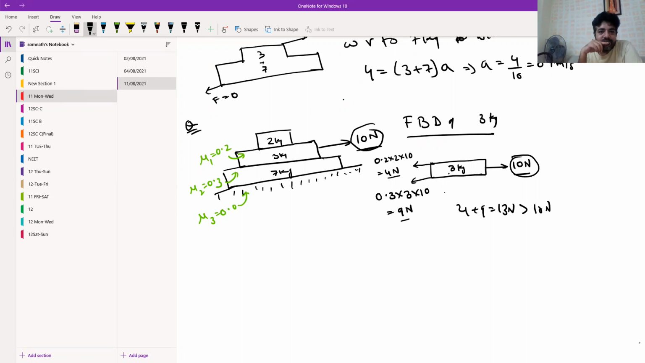Understand? Yes, sir. With respect to them no acceleration is there, but as my ground is frictionless, so my frictional force at the ground is 0, so they all move together now. Do you understand what I want to say? Yes sir, now I understood. The 3 kg block is not able to move between 2 kg and 7 kg because that 10 Newton force is not sufficient.